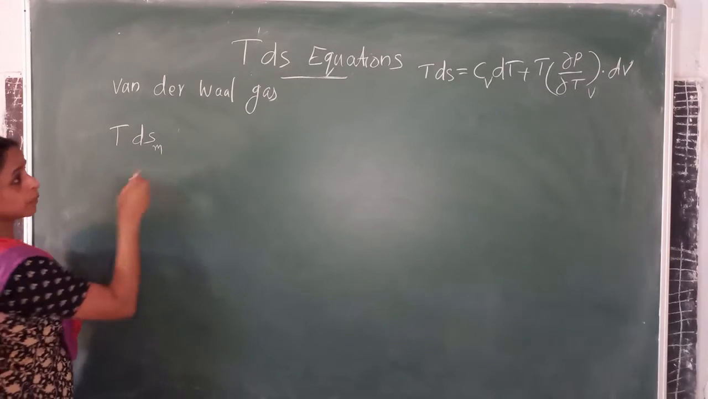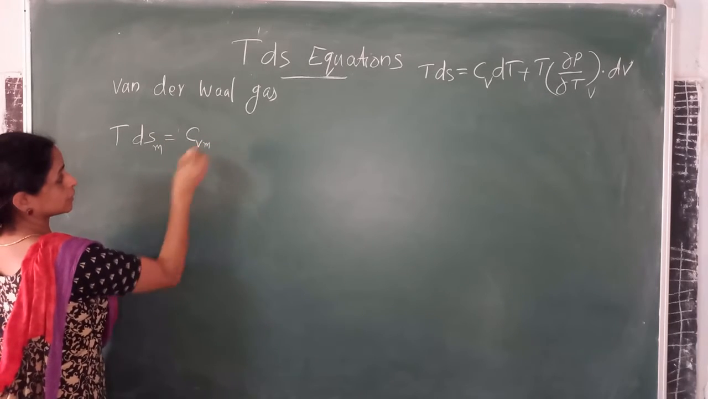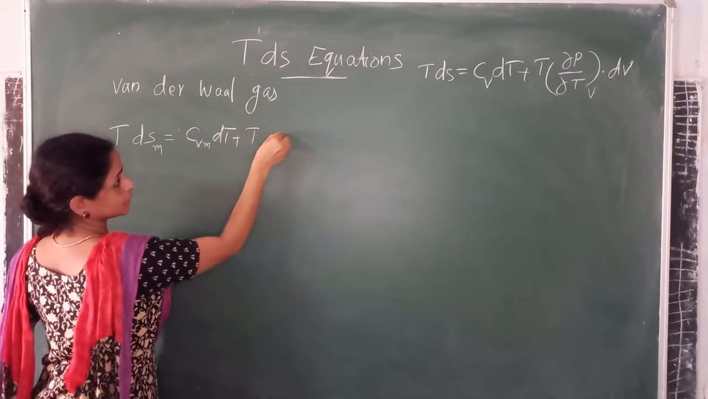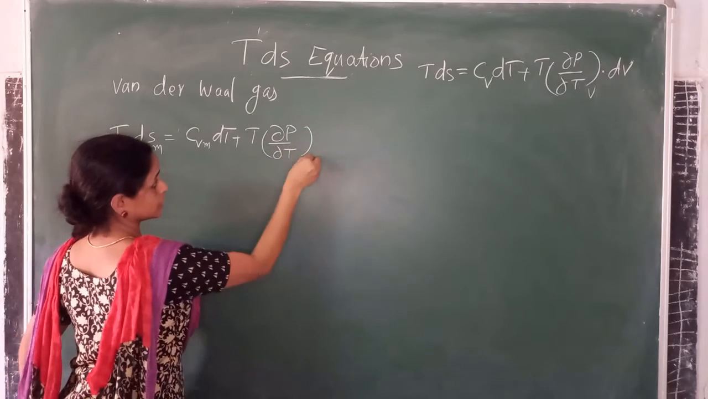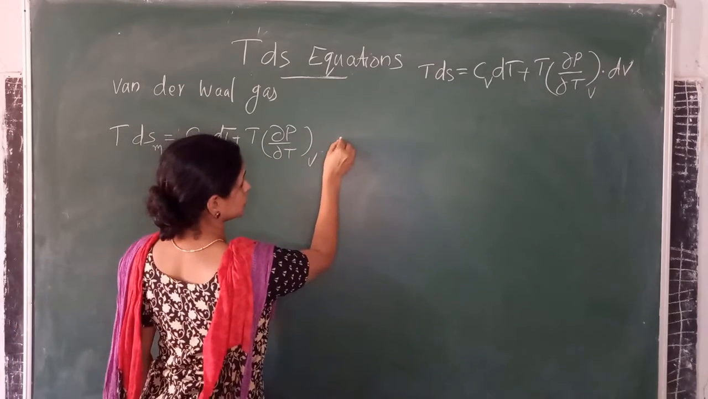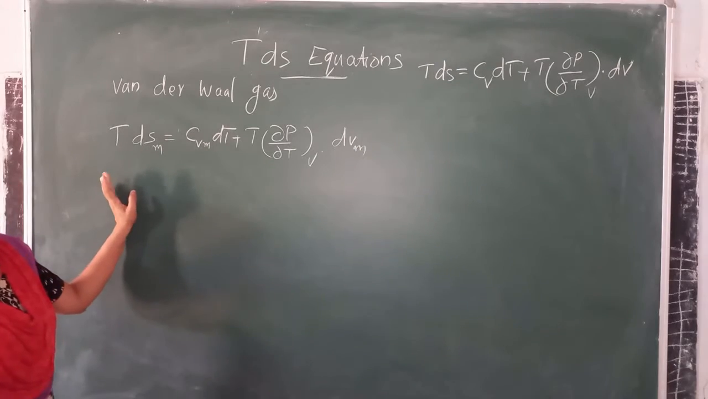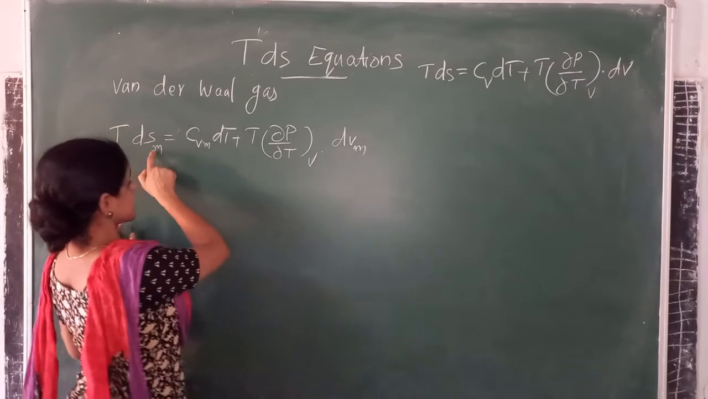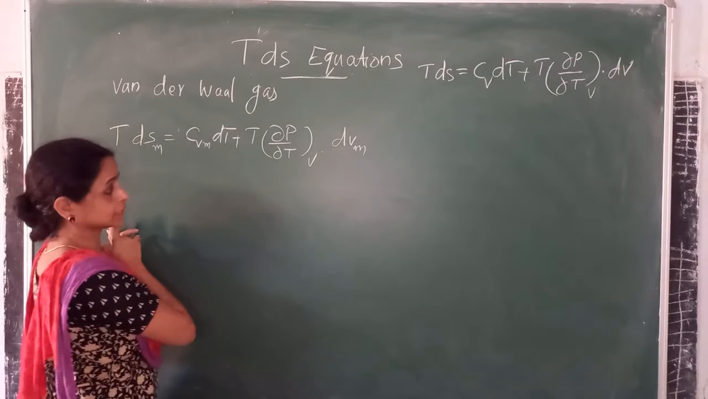This is for 1 mole: T dS equals Cv molar dT plus T into (∂P/∂T) at constant V into dV. This is again for molar volume. For 1 mole, we can replace the equation with this one. So S, V and Cv are the molar quantities.